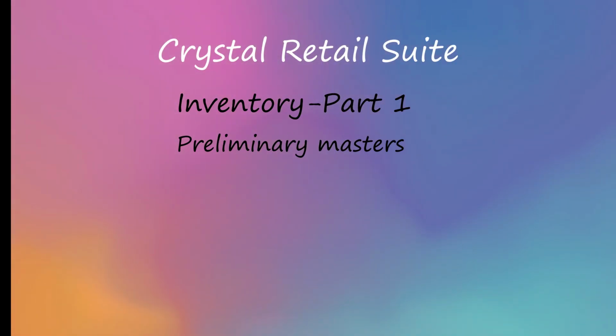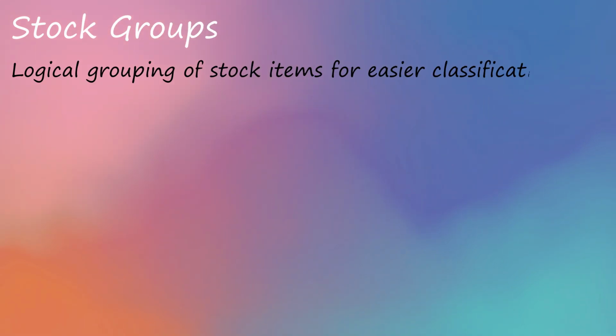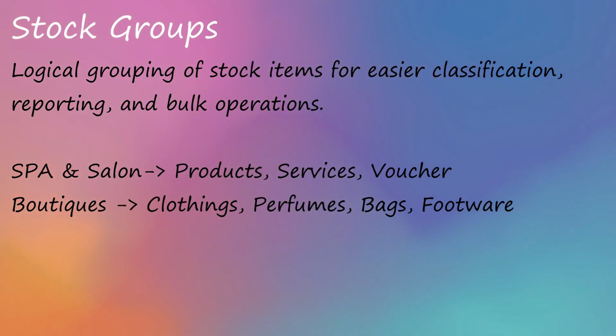Today's video is part 1 of the inventory module, where we will explore the preliminary masters. Stock groups. This is the logical grouping of stock items, helping with easier classification, reporting, and bulk operations. For example, in a spa salon, stock groups could include products, services, and vouchers. In a boutique, you might have groups like clothing, perfumes, bags, and footwear.